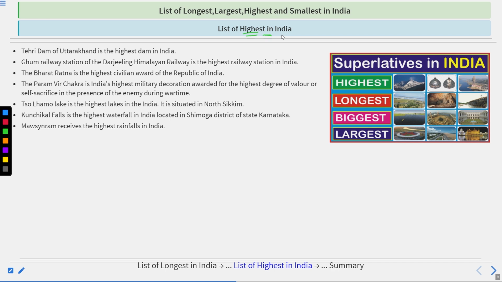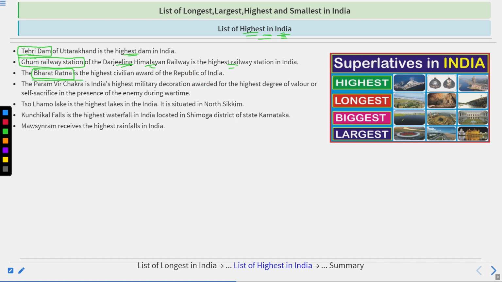Now, if we talk about the highest in India, Tehri Dam in Uttarakhand is the highest dam in India. Okay. Dhoom Railway Station of the Darjeeling Himalayan Railway is the highest railway station in India. The Bharat Ratna is the highest civilian award of the Republic of India.